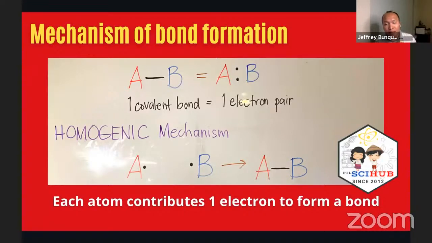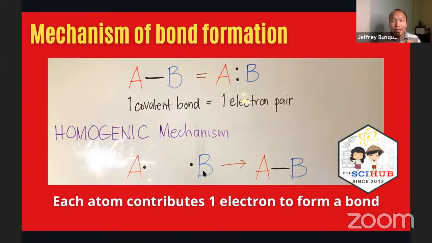In the homogenic mechanism of covalent bond formation, each of the atoms participating in the covalent bond will actually contribute one electron. So ito po yun. Atom A has an unpaired electron, and then atom B has an unpaired electron. Kumbaga po sa group project, kung ang binigay na assignment ng teacher ay, okay, student 1 and student 2, mag-form kayo ng bond. Gumawa kayo ng project together, ang expectation ng guru dyan ay equal participation.